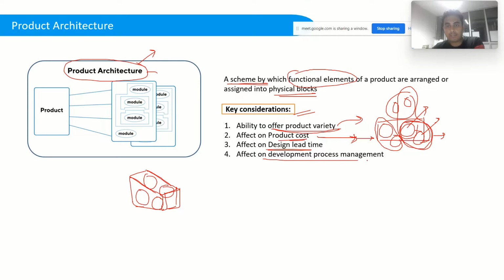The fourth thing is development process management. If you are trying to do some sort of product architecture design, you also need to consider that at the end you need to actually physically make that particular product. So how will you be doing that, and what sort of skill sets will you require? Which particular module will you be outsourcing, and which will you be manufacturing in house? All those decisions need to be considered while doing product architecture.